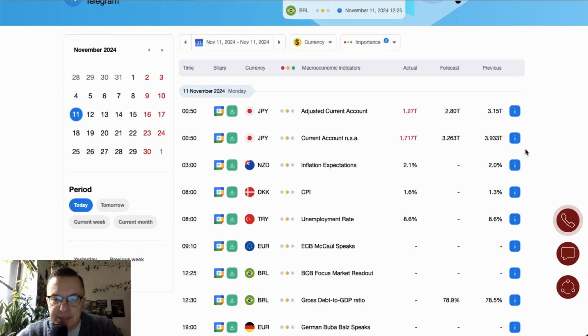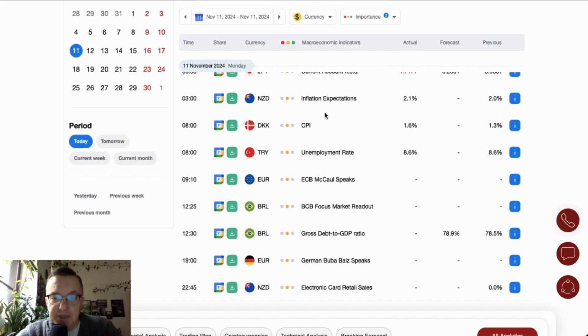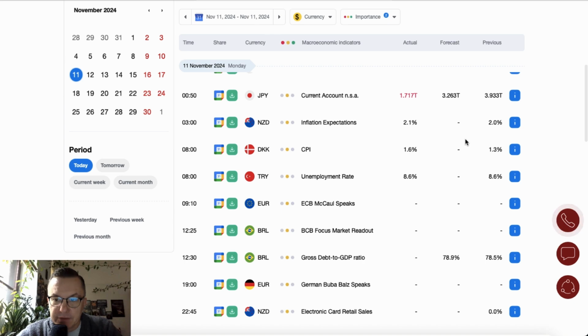Japanese data dominated the Asian session. Adjusted current account and the current account were unfortunately worse than expected. The forecast was 2.8 trillion yen, with the actual number of 1.27 trillion, and the current account is 1.71 trillion, way below the forecast. Inflation expectations in New Zealand are just marginally higher than the previous number of 2%, with the actual number of 2.1%.